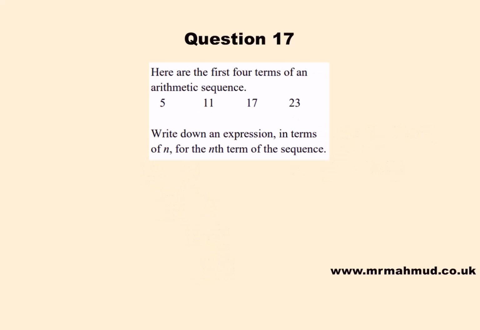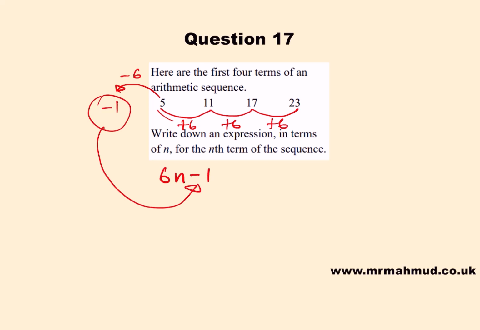Question 17. Here are the first 4 terms of an arithmetic sequence. Write down an expression in terms of n for the nth term of the sequence. Now when you find the nth term, find the difference in the sequence. So it's going up by 6, plus 6, plus 6. So the first part of the answer is 6n. Now to find the second part of the answer, we can go the opposite way. So if you go the opposite way, because it's plus 6, the other number is going to be 5 minus 6, which gives us minus 1. And this minus 1 will go on the second part of the answer, which is 6n minus 1.